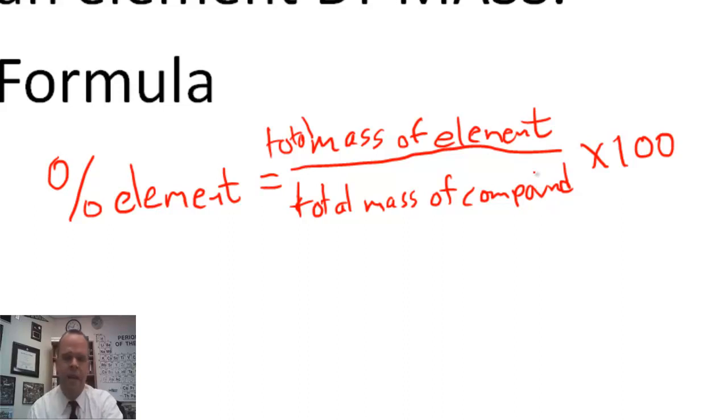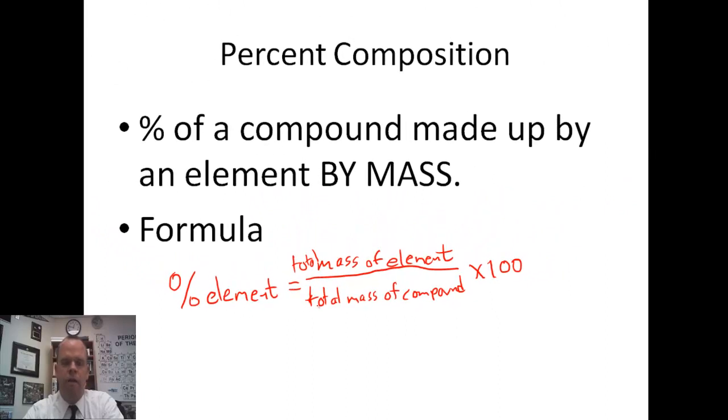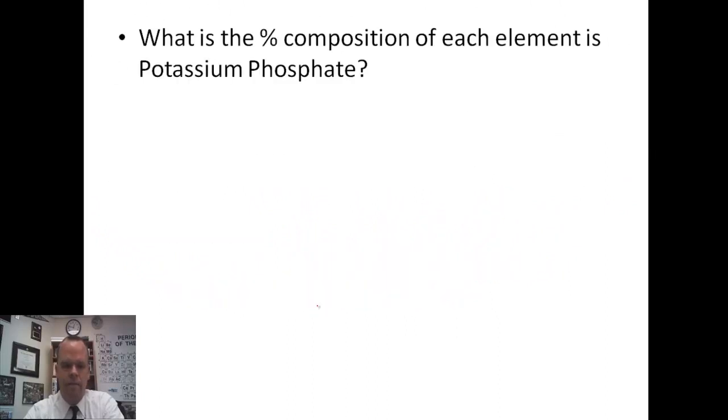So we take the mass of the element, if there are more than one atom of that element, we add up all the masses of each individual atom, and then we divide that by the total mass of the compound and multiply it by 100. So let's look at two example problems. For each of these example problems, I would highly recommend that you pause, try the problem yourself, and then press play to see if you're getting it correct.